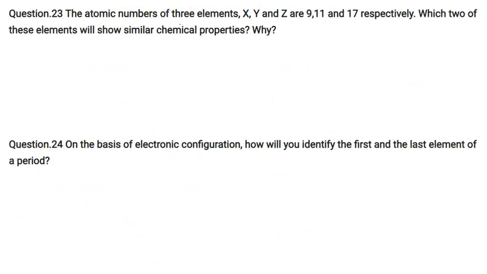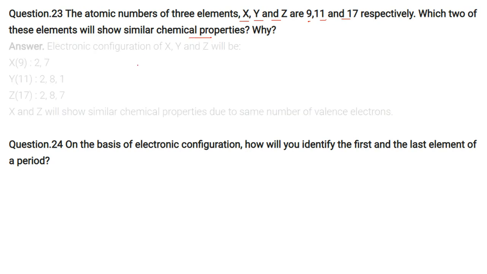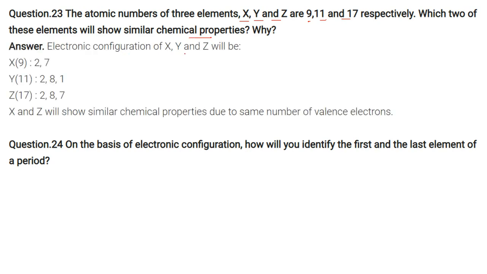The atomic numbers of 3 elements X, Y, Z are 9, 11, and 17. Which two of these elements will show similar chemical properties and why? The electronic configuration of X, Y, Z is: 9 is 2, 7; 11 is 2, 8, 1; and 17 is 2, 8, 7. The valence electrons in X and Z are the same, 7 and 7. So X and Z are going to show similar chemical properties due to the same number of valence electrons.